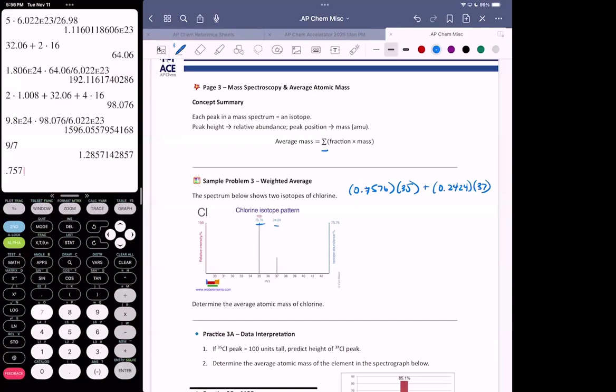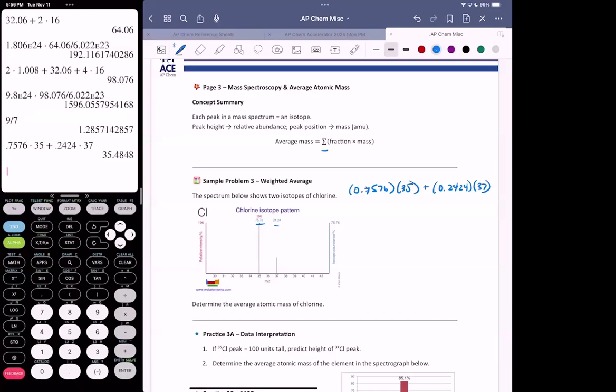0.7576 times 35 plus 0.2424 times 37, and we get an average atomic mass. It's hard to talk sig figs here, but these are to the hundredths place. So let's do it to the hundredths place. 35.48 grams per mole, or we could say AMU. How about that? AMU.